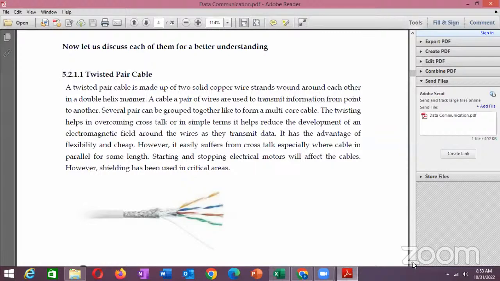So the twisting helps in overcoming crosstalk, or in simple terms, it helps reduce the development of an electromagnetic field around the wires as they transmit data. It has the advantage of flexibility and is cheap. However, it easily suffers from crosstalk, especially when cables run in parallel for some length. So starting and stopping electrical motors will affect the cables. However, shielding has been used in critical areas.